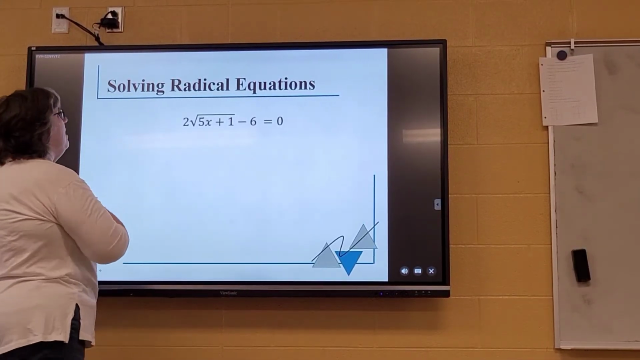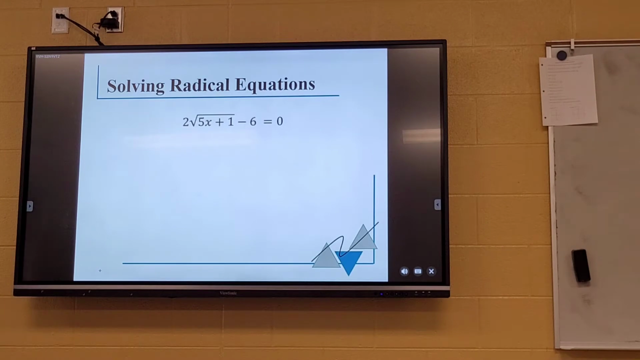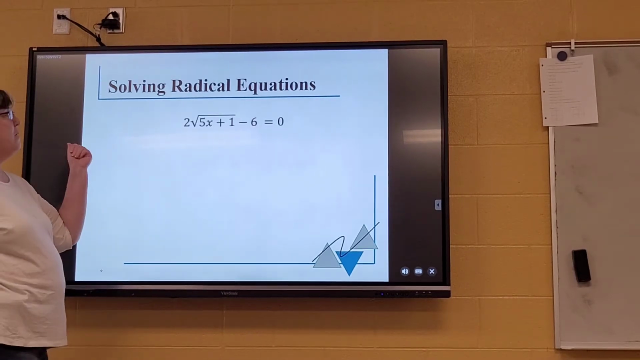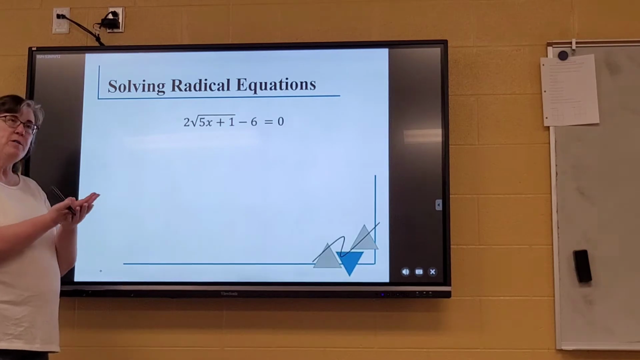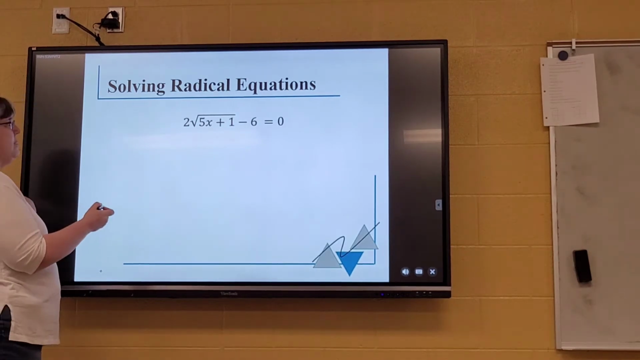Okay. So, moving on. The other thing that's on the test is solving radical equations. To solve a radical equation, we want to get the radical by itself, and then we can square both sides or cube both sides or whatever we need to do.